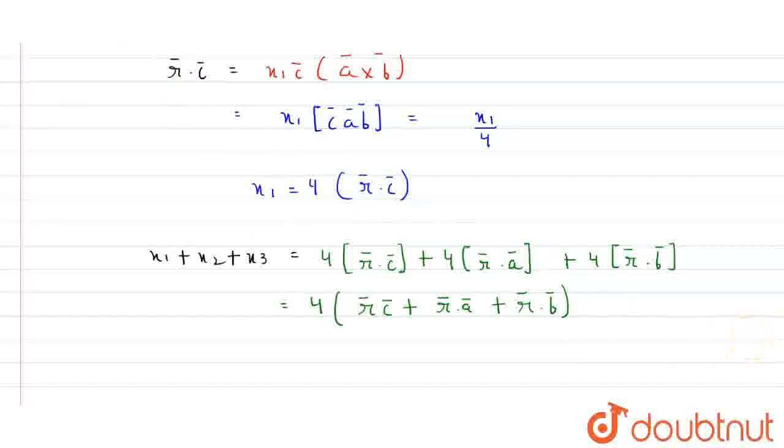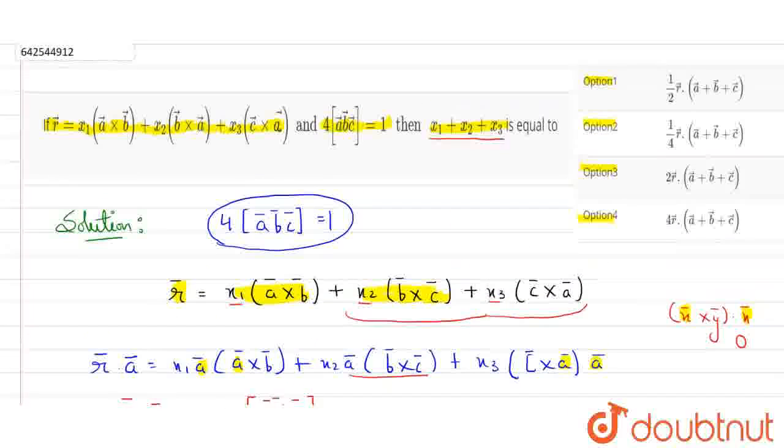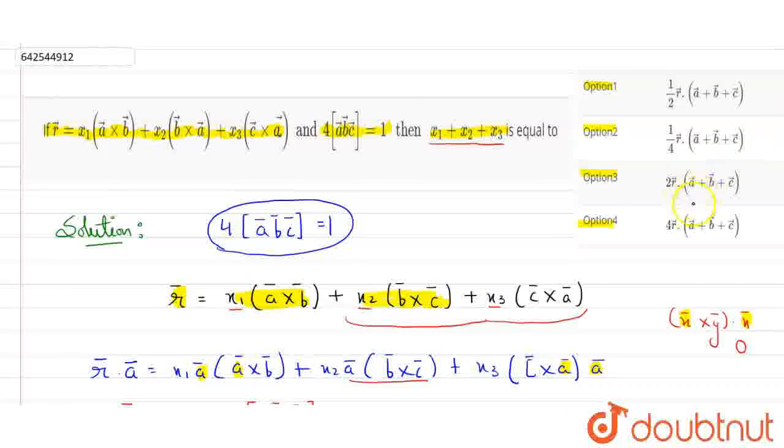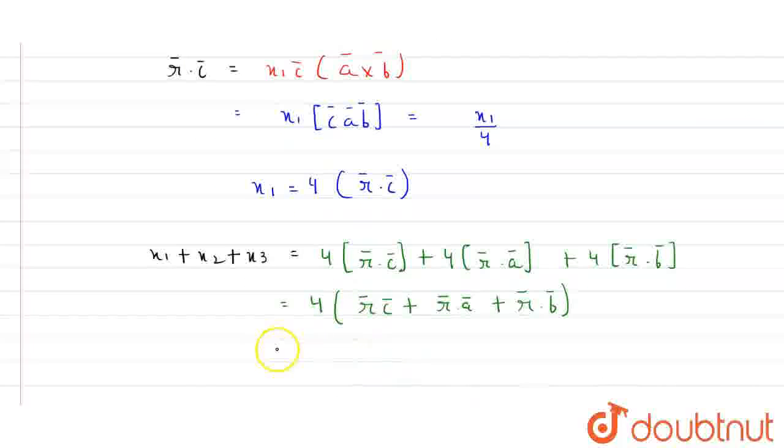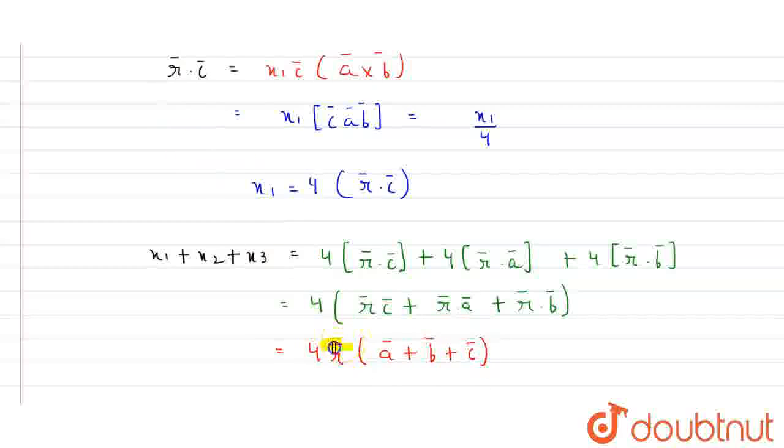So let's check whether this matches any of the options or not. Here if we look, option 4 is matching with our answer. Okay, here I also have to take r common, then only it will match with our answer. So it will be r dot (a plus b plus c). Okay, so this is option 4 and it is matching with our answer.